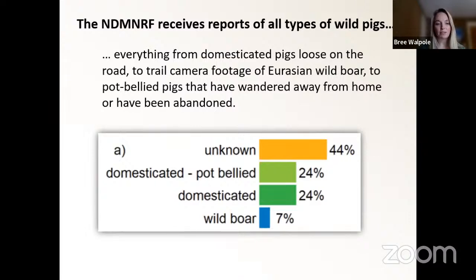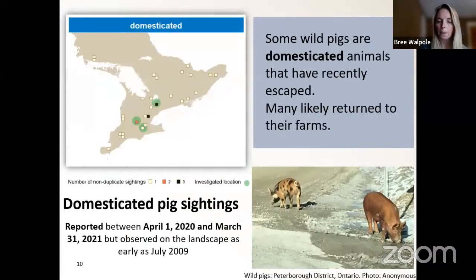And so what did we receive through sightings? We received all types of information. Lots of information on, of course, photos and sightings of pigs. We received pictures of potential wild pig damage, as well as trail camera footage. And over the next series of slides, I'm going to be showing you some figures. These show the sightings that we received for different types of wild pigs.